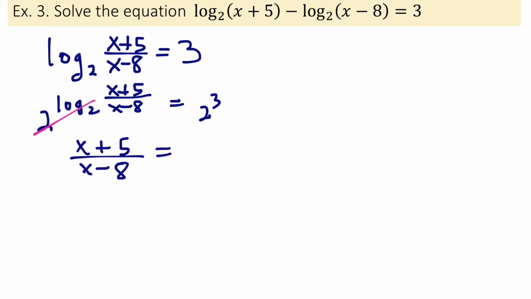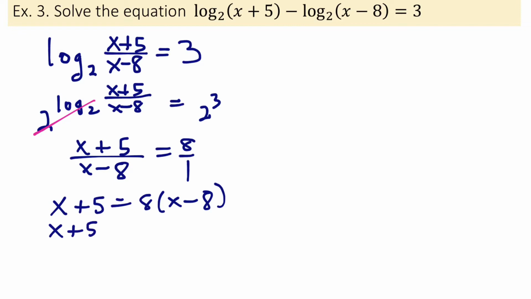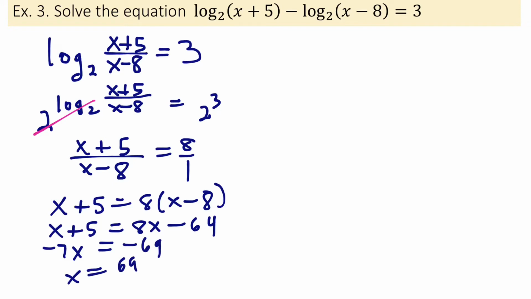2 to the 3rd power is 8. So we can just do a cross product. X plus 5 is equal to 8 times x minus 8. So we have just a linear equation here that we're solving. So we're just going to go ahead and solve that linear equation. So we've got minus 5, so we've got x is equal to 69/7. So in this example, we applied a log property to help get us into an easier form to solve.